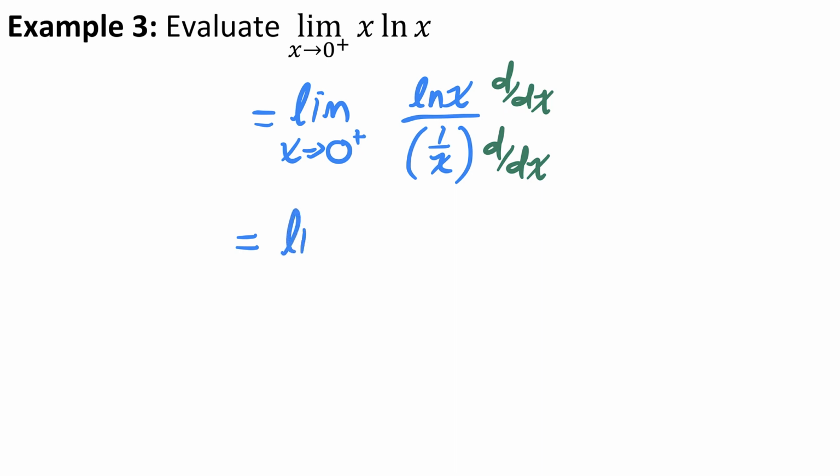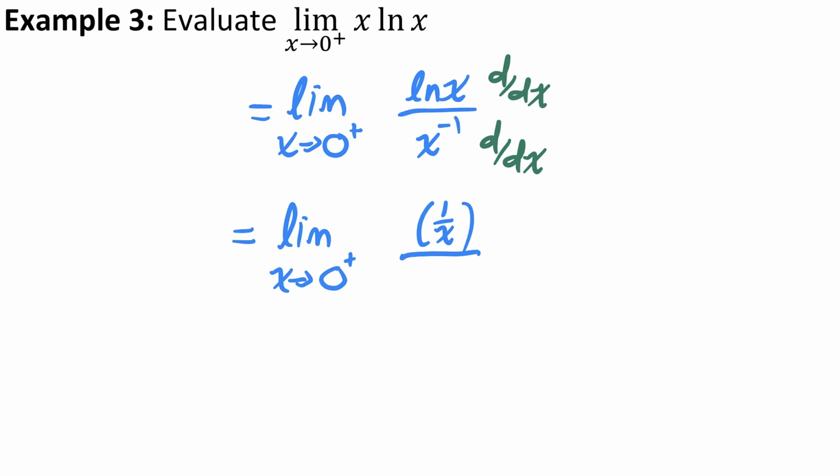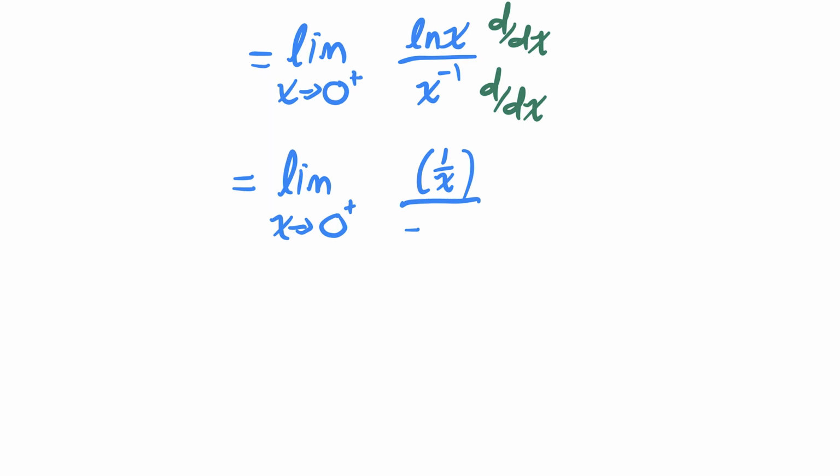So I can say this equals the limit as x approaches 0 from the right. The derivative of ln x is 1 over x. And the derivative of 1 over x, I actually like to think of 1 over x, I'm going to rewrite that as x to the power of negative 1. I find that easier to differentiate. The derivative of x to the negative 1 is negative x to the negative 2, which I could rewrite as negative 1 over x squared.